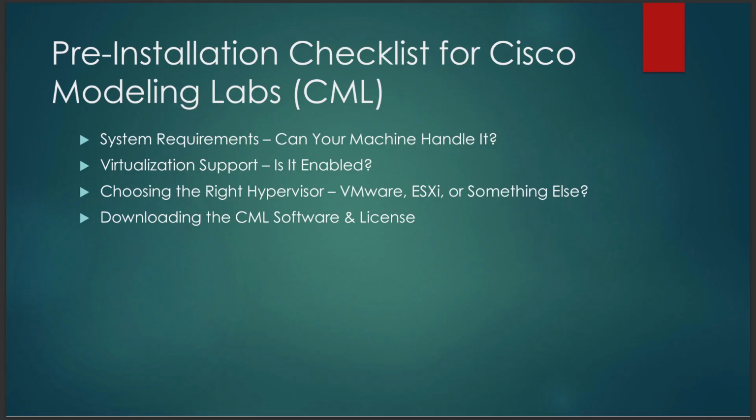Now, before installing, you need to download the CML OVA or ISO version. Both are available on Cisco's official website. This isn't free, so you will need a valid Cisco CML license, either personal, enterprise, or academic, to make the most out of it. Once you have that, keep your license key handy, because we will need that license to activate your CML instance.